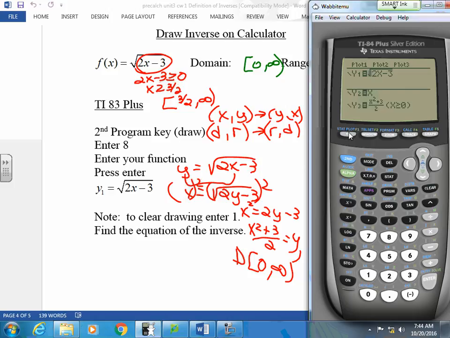Because after this little unit, I have a little project for you guys.